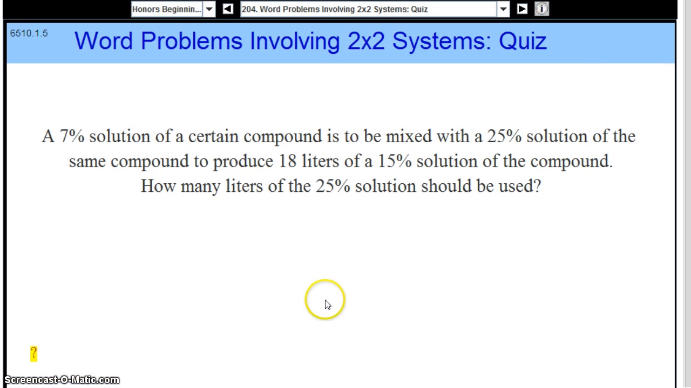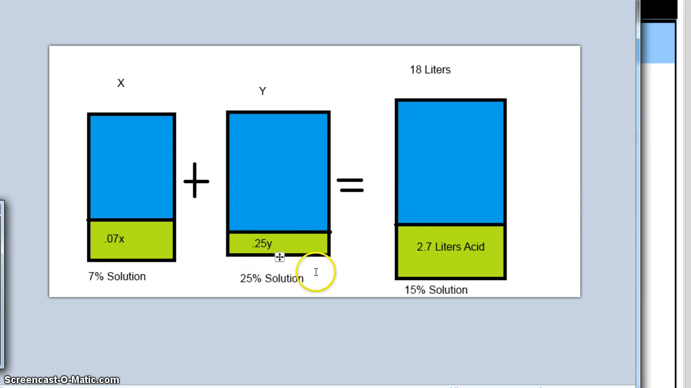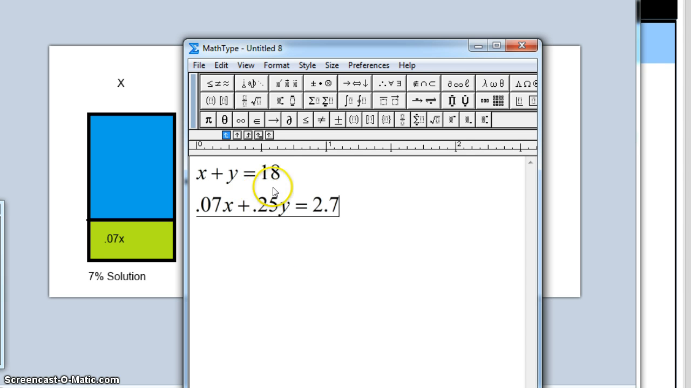And what is it asking us to solve for? How many liters of the 25% solution should be used? The y is the 25% solution. So ultimately, we only care about getting y. So let's write this one as x equals 18 minus y. And then we'll plug in that. So plug in this right here because that's the value of it.